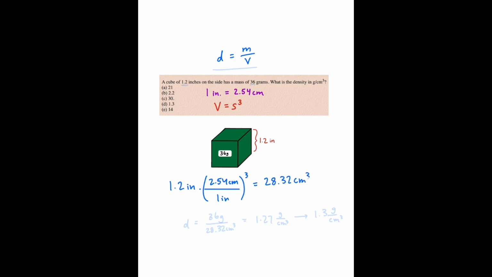28.32 centimeters cubed. So going back to our formula up here, we can do density is equal to 36 grams over our 28.32 centimeters cubed, and we will get 1.27 grams per centimeter cubed. We see that we have 2 significant figures given in our problem, so our final answer is 1.3 grams per centimeter cubed, so our final answer is D.